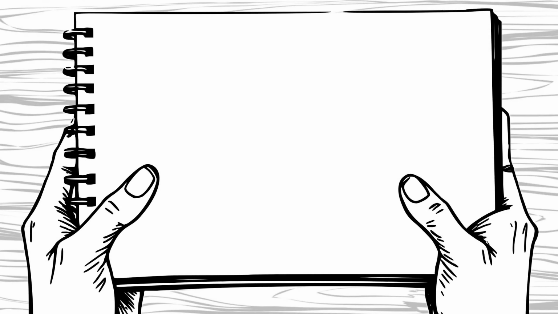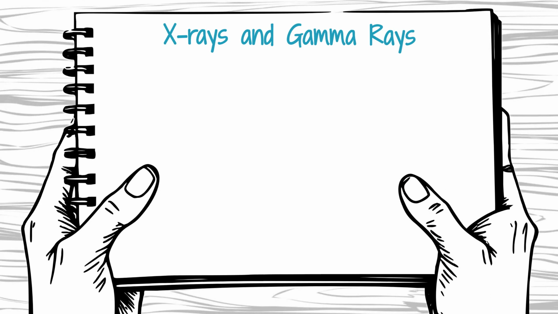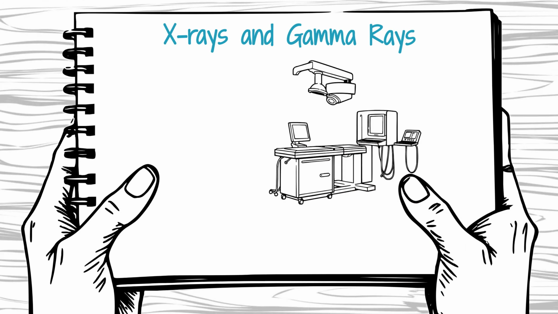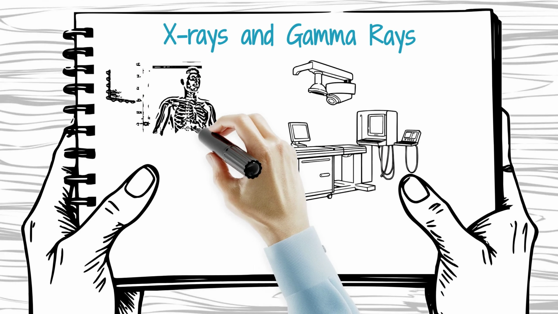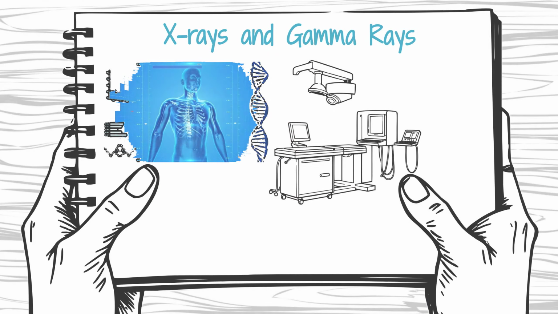X-rays, with even shorter wavelengths, have high energy, making them perfect for imaging in the medical field. Finally, at the spectrum's far end, we have gamma rays. These possess the shortest wavelengths and highest frequencies and energies, used in cancer treatment and sterilizing medical equipment.